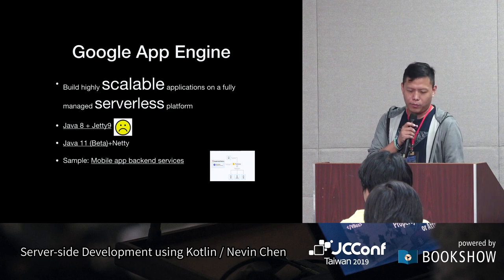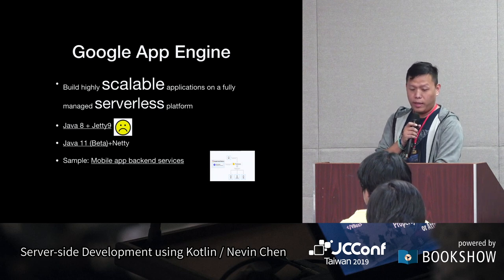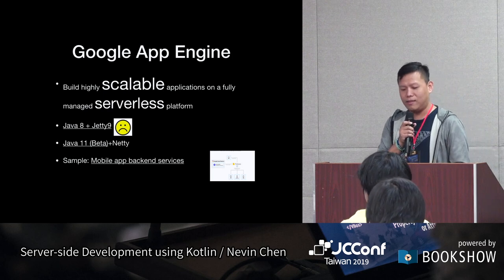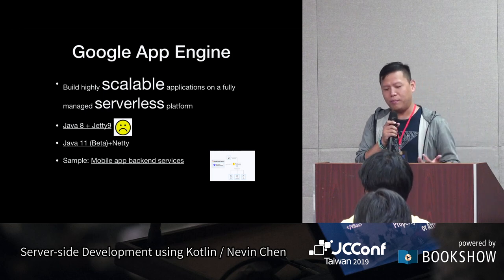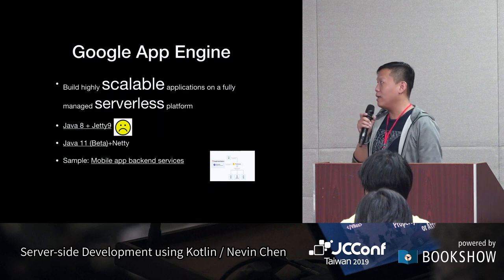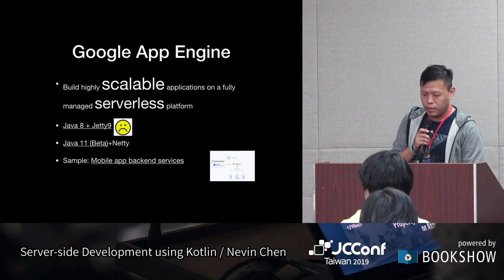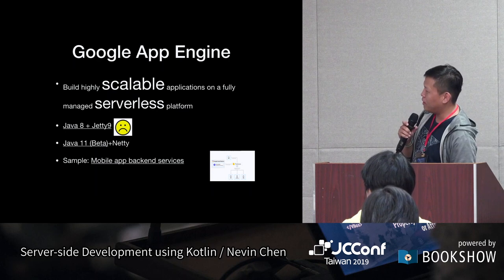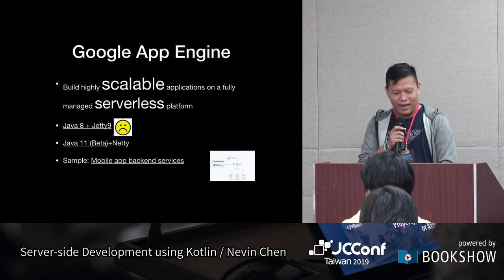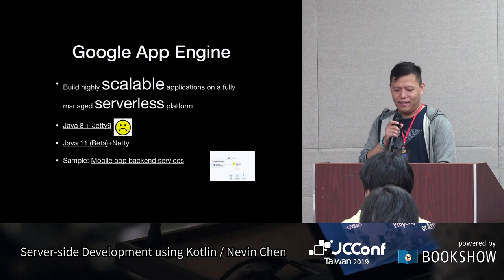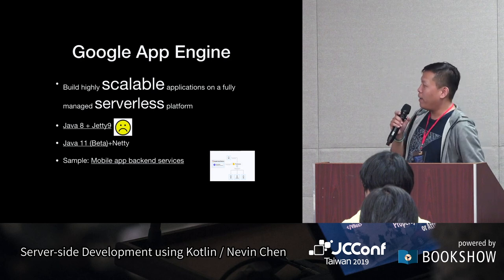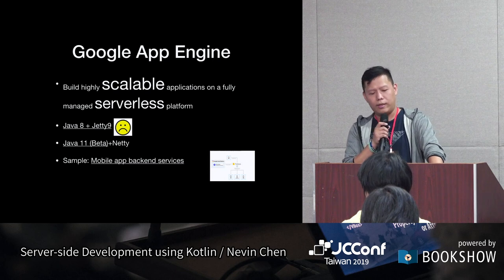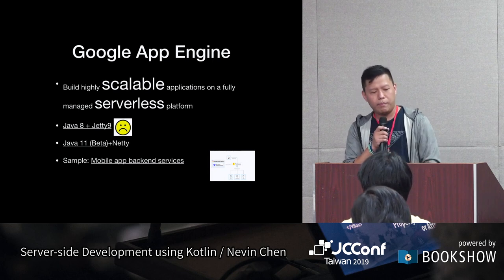So after we complete the backend, it doesn't make any use if we don't publish it somewhere, right? So we use Google App Engine here. Basically, there are two keywords, scalable and serverless. It only supports Java 8, and Java 11 is in beta, and you can use Netty if you want. So it doesn't come with the container, but it's in beta, you can use it.